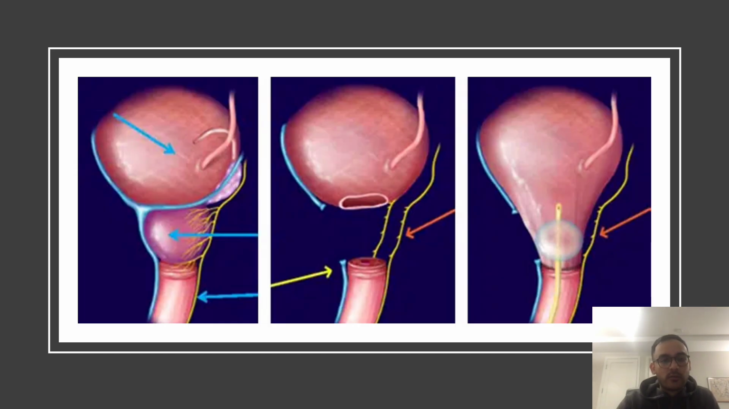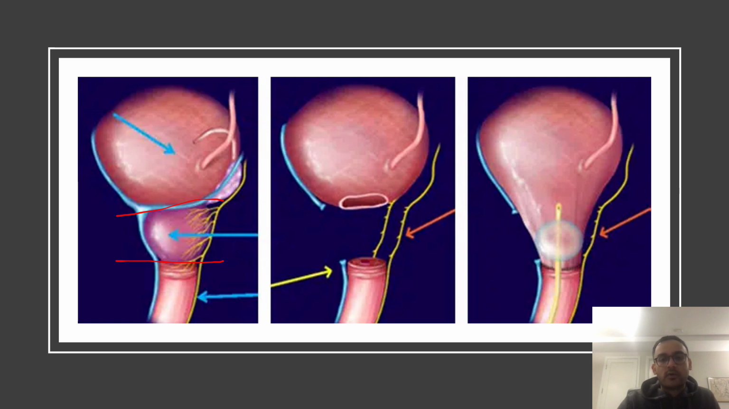On this slide, we see diagrams going from the left to the right. So as I was mentioning earlier, we take out the prostate along with the urethra. Now, once it is removed, you see that there's a gap between the bladder and the urethra, so we have to put that back together.